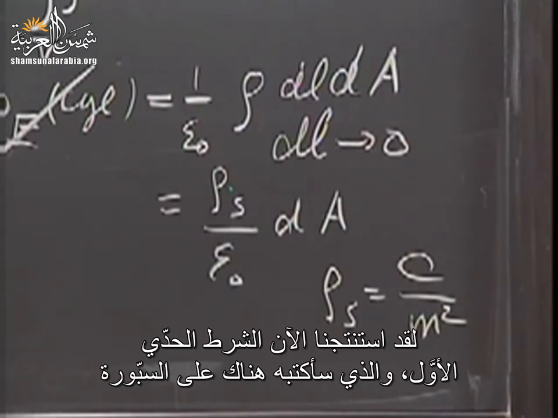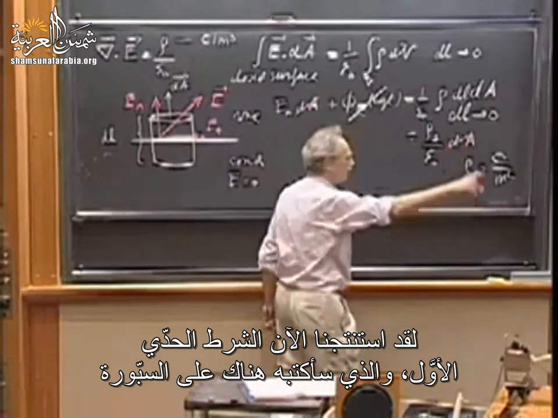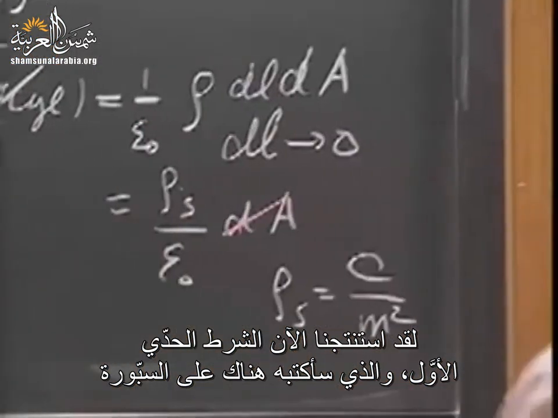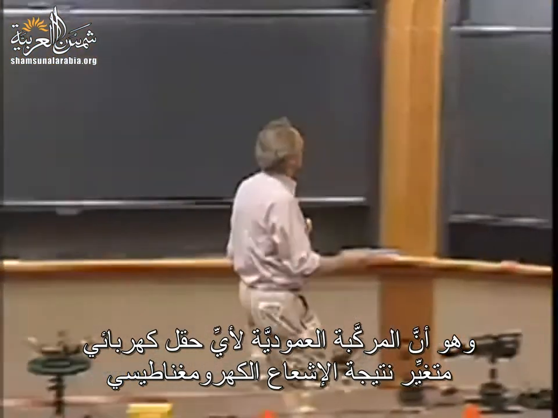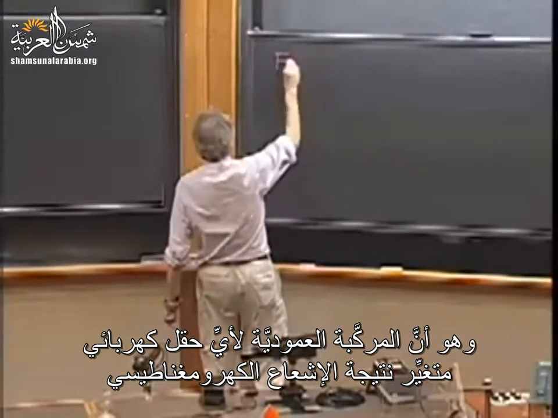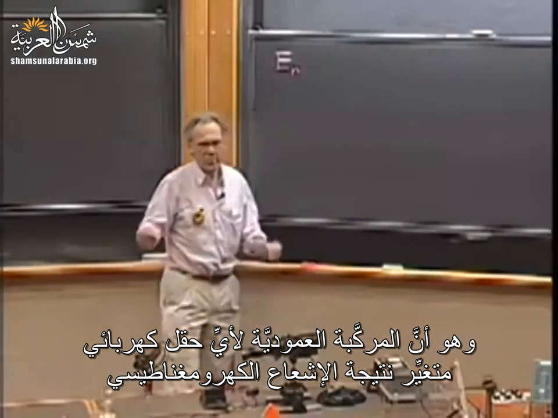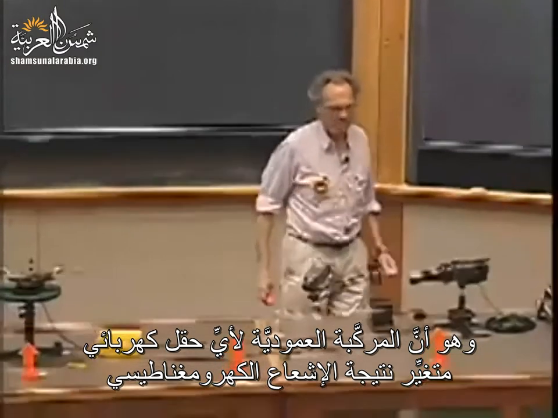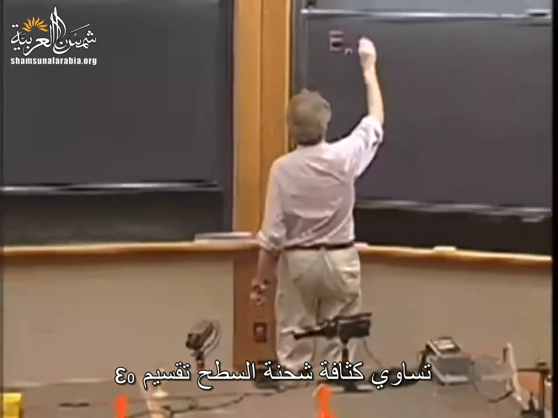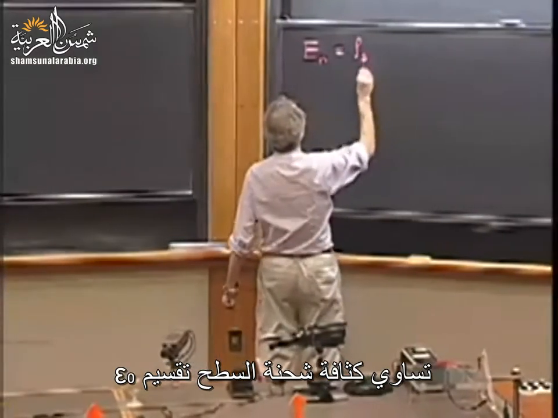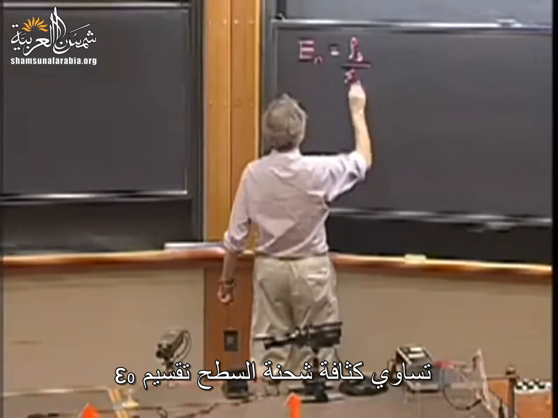So that is the surface charge density. And so you see that we have derived now our first boundary condition, which I will write down on the blackboard there. And that is that the normal component of any changing electric field that is due to the electromagnetic radiation equals the surface charge density divided by epsilon 0.